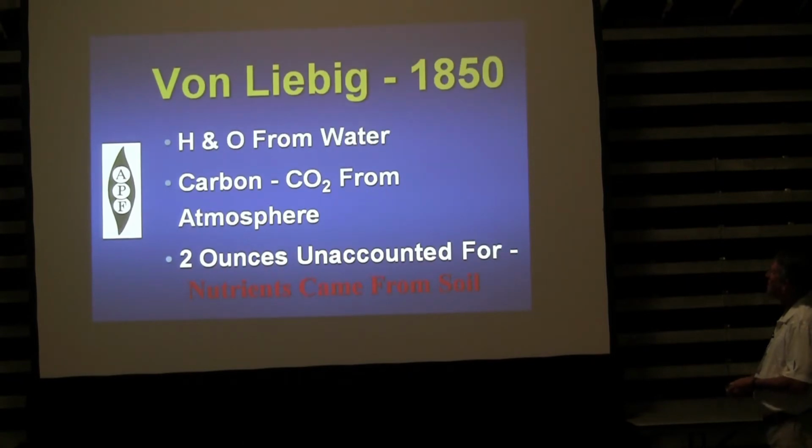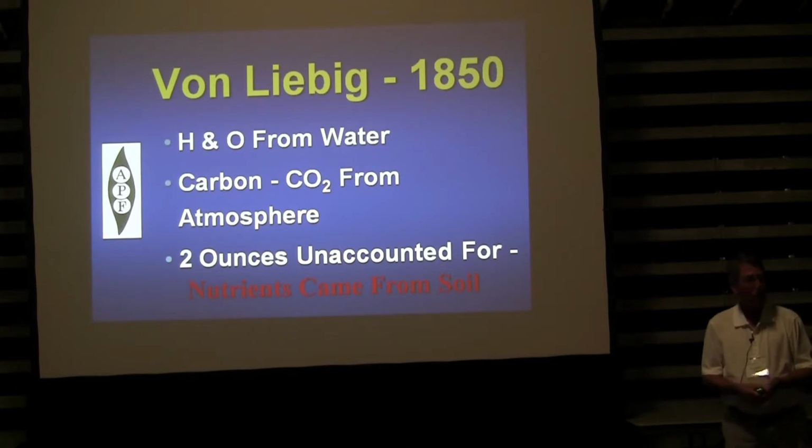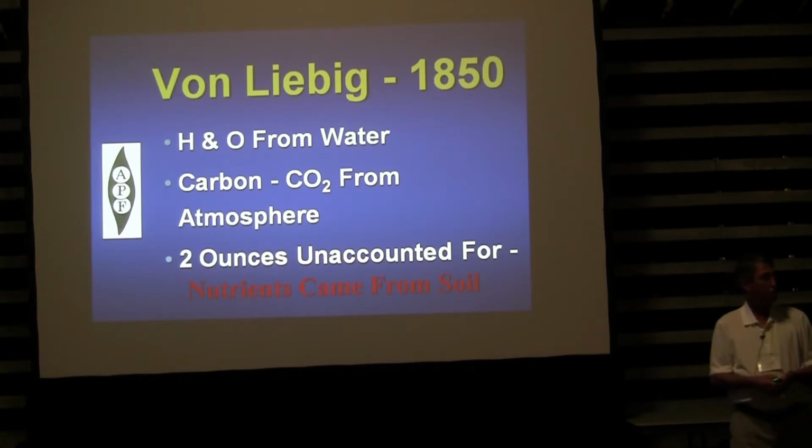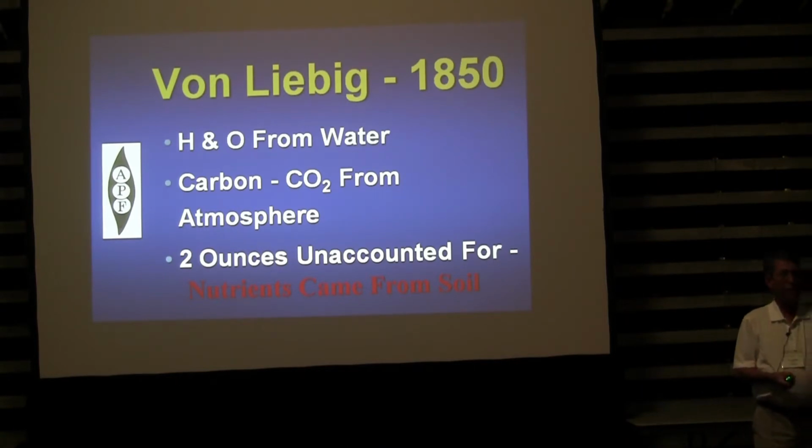So, Mr. von Liebig, he's the law of the minimum. In 1850, he's the one that really put it all together. Most of the weight of the plant is from hydrogen and oxygen from water. Carbon is the big one, from CO2 through photosynthesis makes sugars. Most of the weight is carbon in the plant. The 2 ounces unaccounted for are the nutrients that are needed. And he's the one that figured out that all these different nutrients had to be there, and if one was missing, then the plant would not grow.